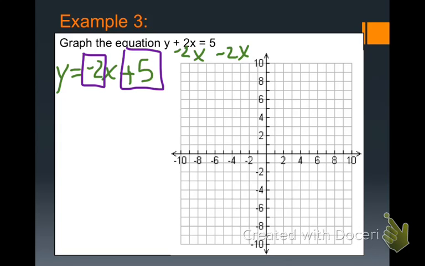Remember, to graph, you have to start with the y-intercept first, and then use the slope to find a second point. So I know on the y-axis, my line is going to go through positive 5. So I can put a point there. And then I'm going to use my slope to find a second point. So I can count down 2 to the right 1. And I can do one more just to give myself enough room. Down 2 to the right 1. And then just connect the dots.